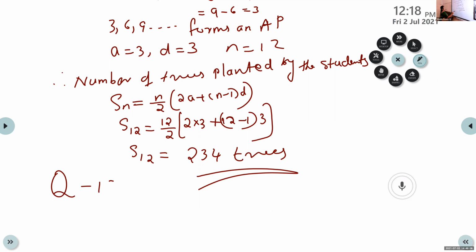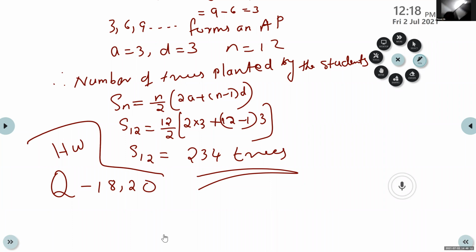Question number 18 and 20 are homework. So by this, our chapter AP is over. Arithmetic progression is over, but we will do some more questions. I'm not starting a new chapter. The next chapter is triangles. I'm not starting it now. We will begin it on Monday.